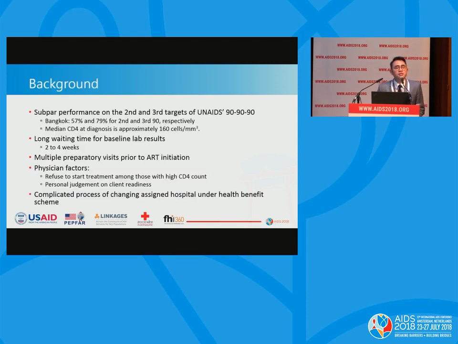So Thailand has adopted the UNAIDS 90-90-90 goals and made it the nation's strategy to end AIDS by 2030. However, our performance is quite subpar, especially around the second and third 90s. Focusing on Bangkok, the capital and most populous city in the country, only 57% of those who know their HIV positive status are on treatment, and of these, only 79% are virally suppressed.